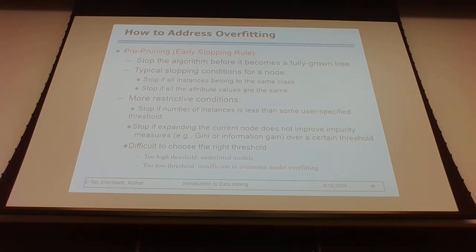Or stop if expanding the current node does not improve the impurity measure. Now this is a more effective one. What it is saying is that whenever you take a node and split it, I expect an improvement in impurity. That is why we split. So you can set a threshold: if the impurity does not improve by X amount or X%, don't do the splitting.